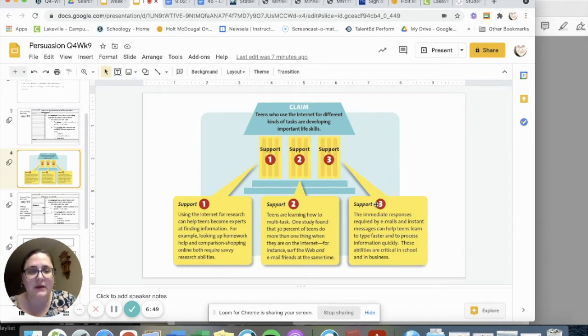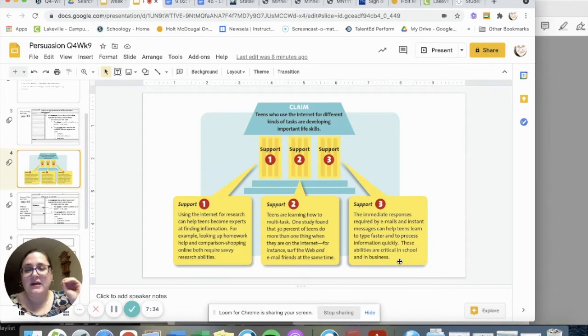Let's look at support number three. The immediate responses required by emails and instant messages can help teens learn to type faster and to process information quickly. These abilities are critical in school and in business. Now, this is a great support using an anecdote, which is a story. So they're talking about how students have to type fast and process information quickly, and that these abilities are critical in school and in business. All right. So this one could also fall under example, but anecdote fits a little bit better with this one because they're talking specifically about the immediate need to respond to things.